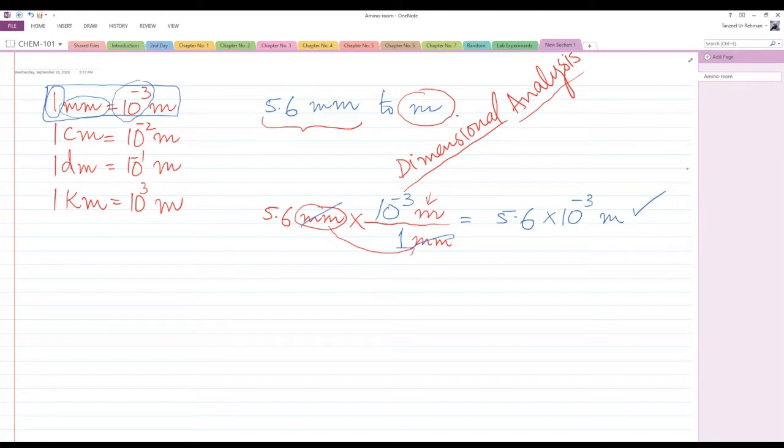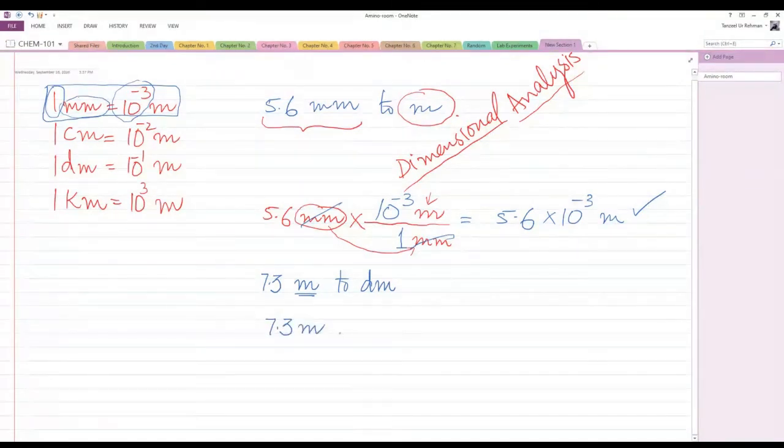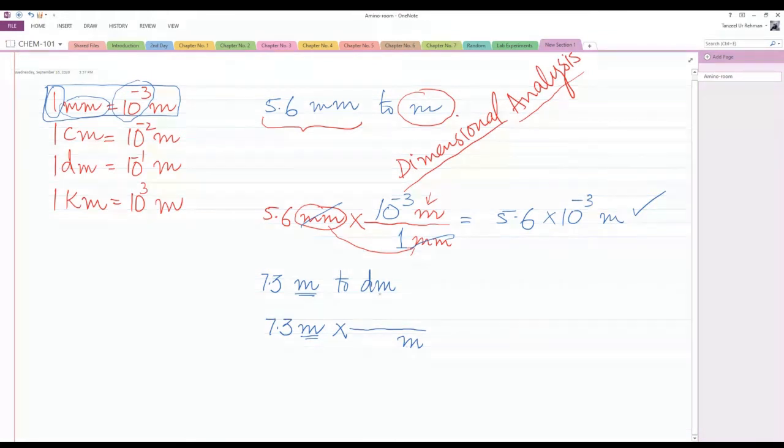Boys, I will repeat it again and again because it is a very important method. Convert 7.3 meter to decimeter. Okay, now what is given? Meter. So you will take 7.3 and you will write meter, that is given, multiply, divide. Now what will you write down? Meter, down. Given is always down. And what you have to calculate? What is unknown? Decimeter, dm, up.